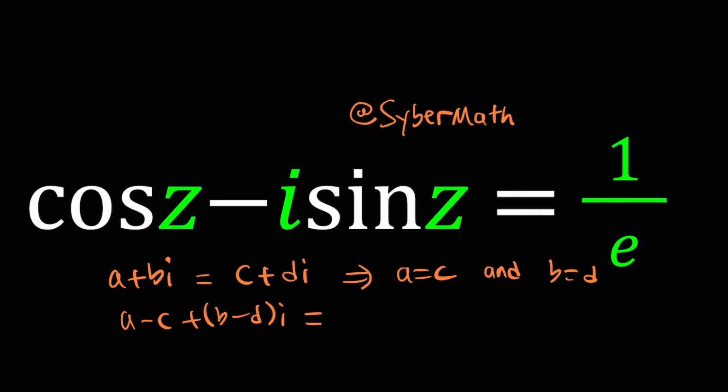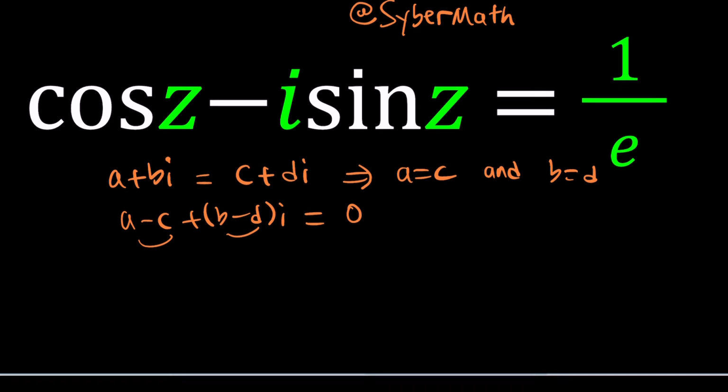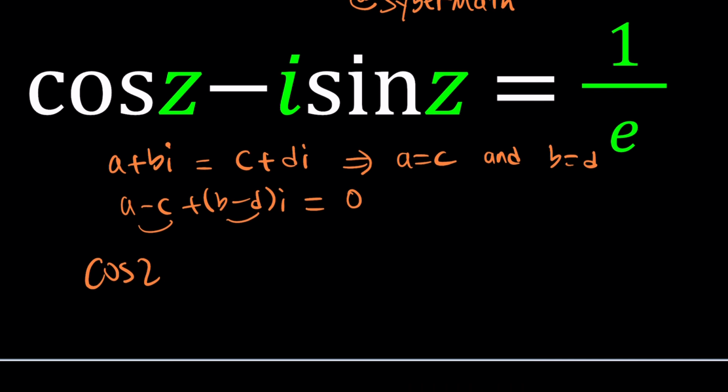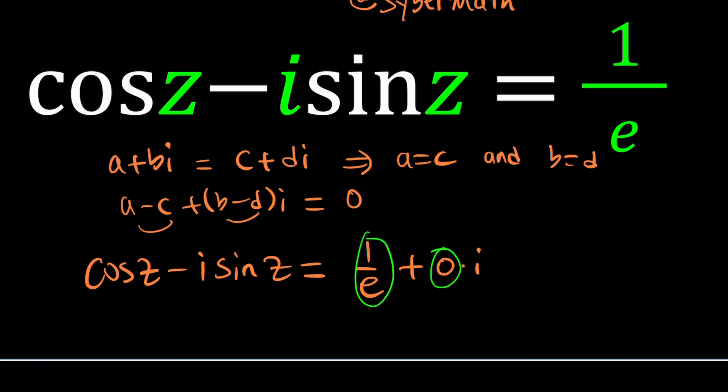And how can a complex number be equal to 0? It has to be 0 plus 0i. Exactly, right? Both of these have to be 0. Okay, then can we write the right-hand side in the standard form, a plus bi form? Sure, we can. So let's go ahead and give it a try. Cosine z minus i sine z is equal to 1 over e. We could probably write it as 1 over e plus 0i, right? So this becomes the real part, 1 over e, and this becomes the imaginary part.